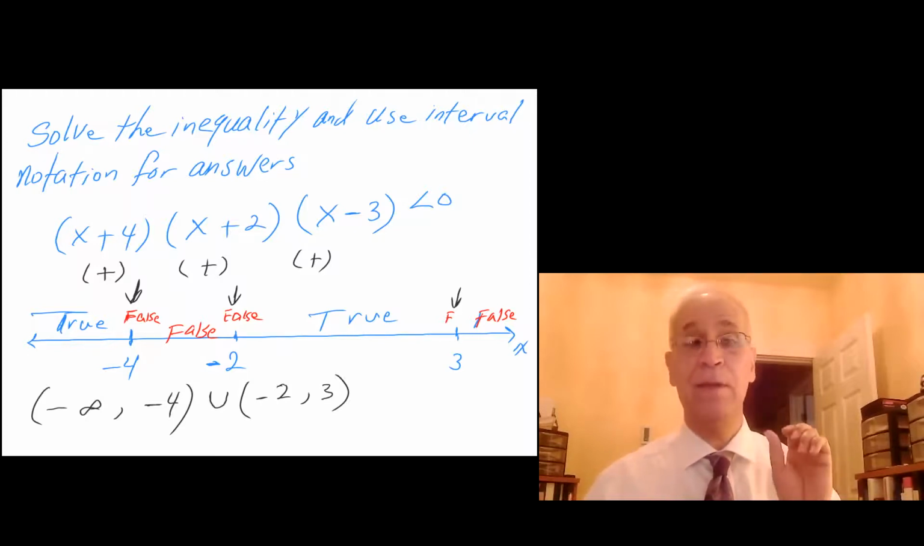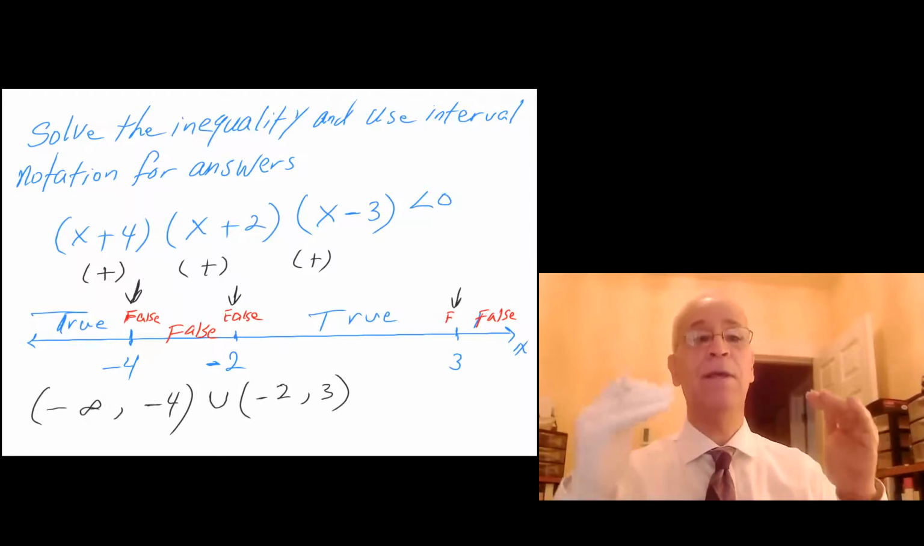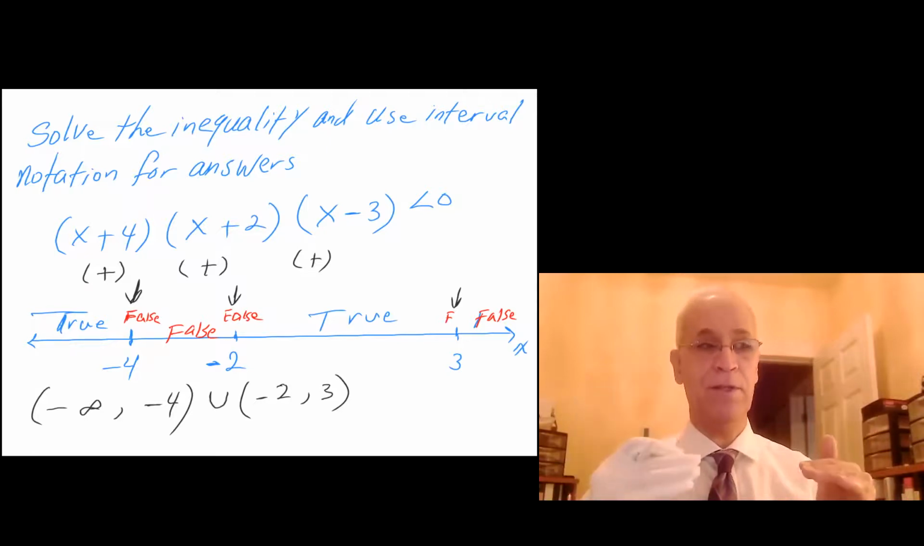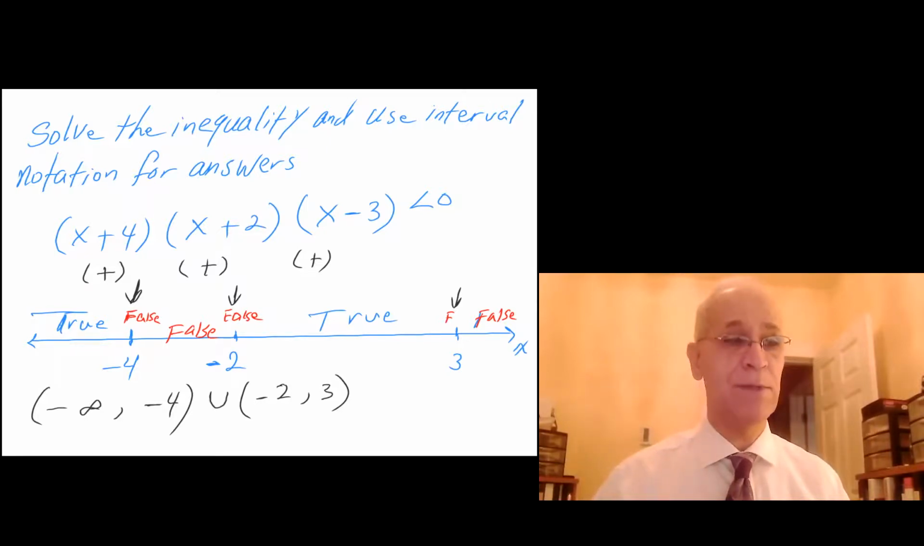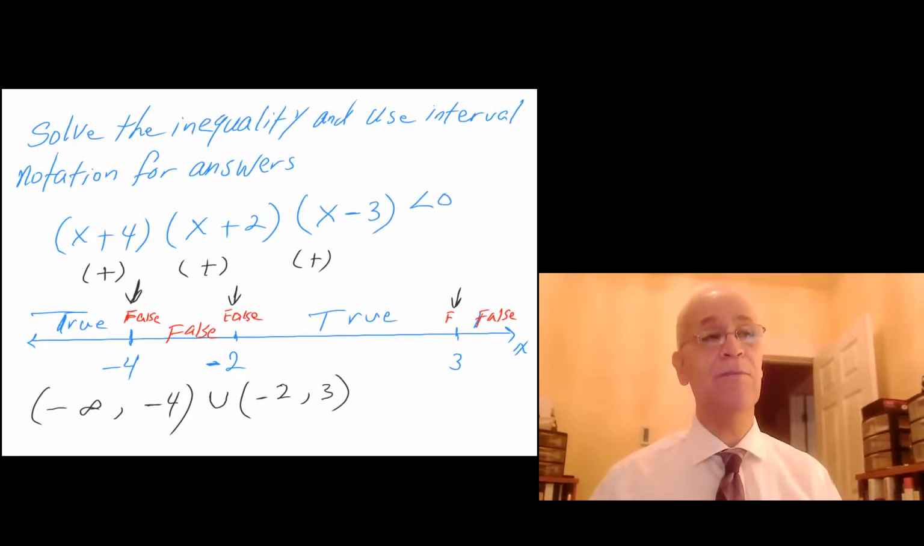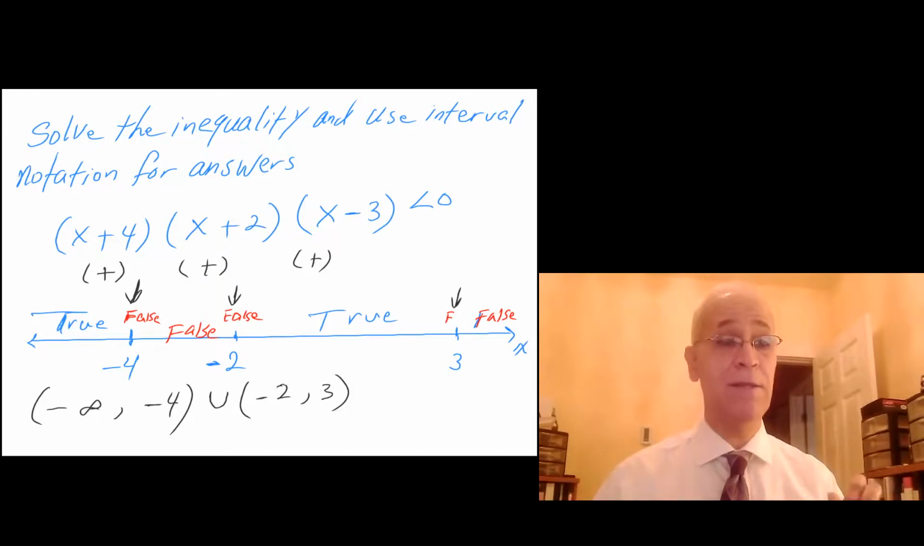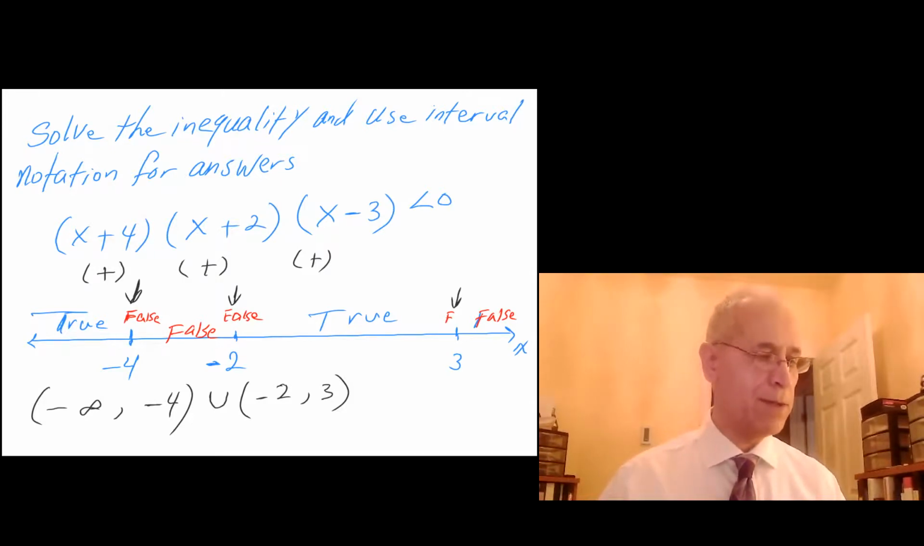But if you have a rational function, a function over a function, sometimes these critical points can make the rational functions undefined, so they have to be excluded. Let's do a more interesting example.